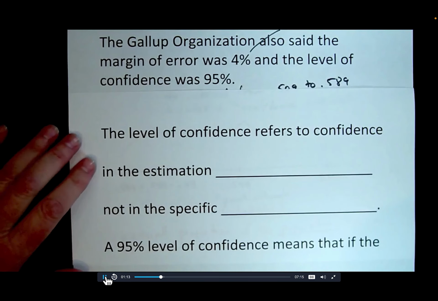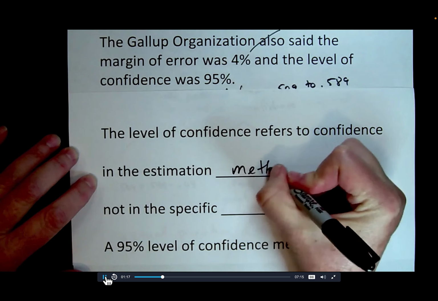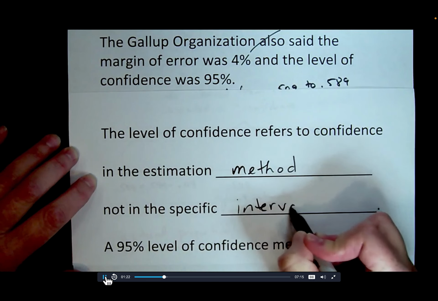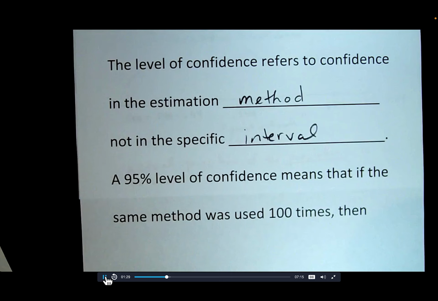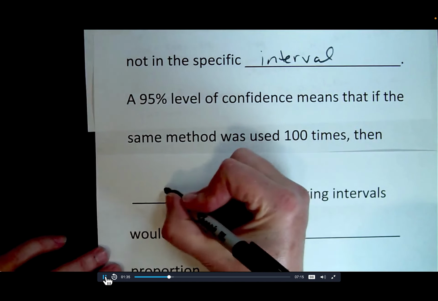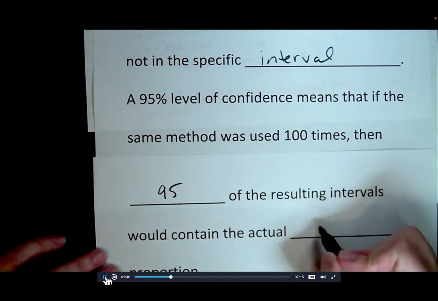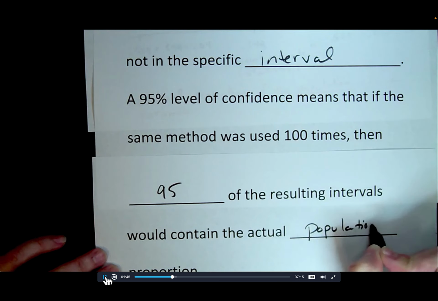The level of confidence refers to the confidence in the estimation method, actually, not in the specific interval. So the 95% isn't saying anything about the actual interval. The 95% level of confidence means that if the same method was used 100 times, then 95 of the resulting intervals would contain the actual population proportion, would contain the true answer.